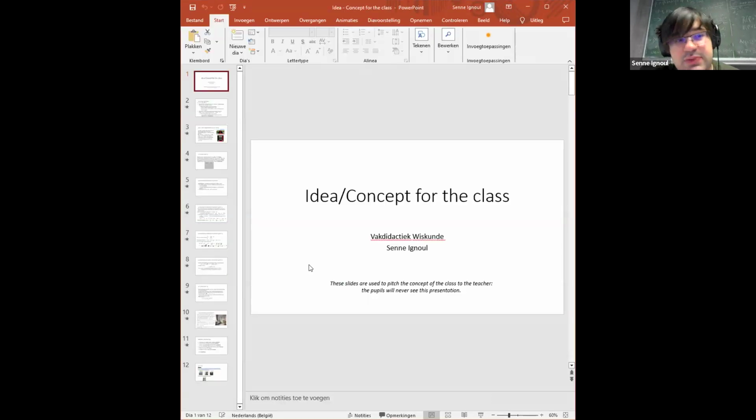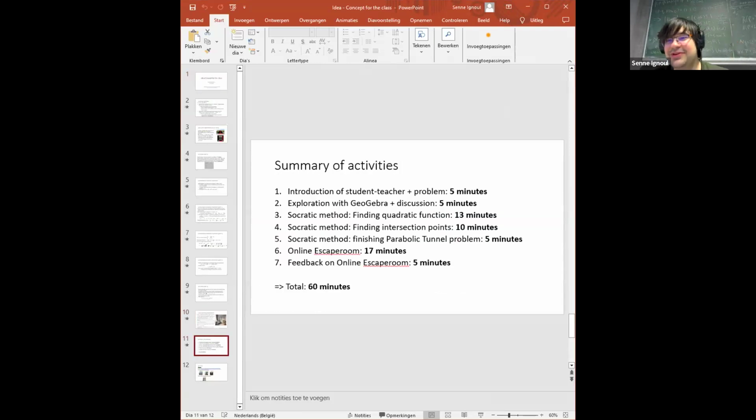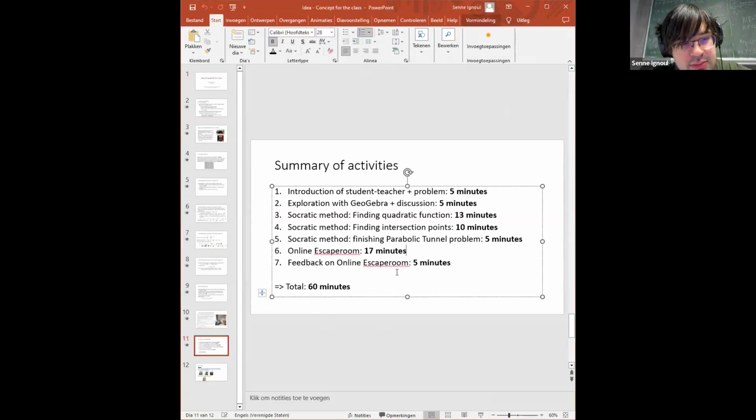Yeah, time is my weak spot. I'm very bad at time management on that front with the classes. So this was my current time. For the escape room, it was 17 minutes. Okay, that one is okay. This is sufficient now.